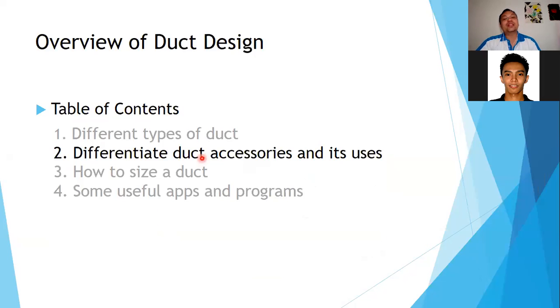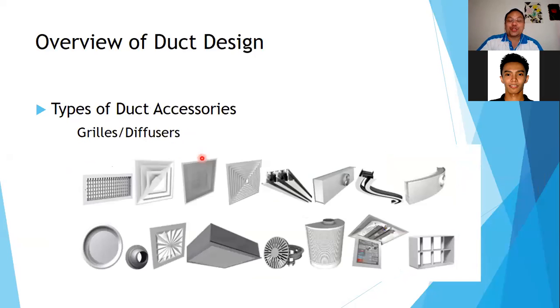Duct accessories. So what are the duct accessories? Duct accessories are different types. So first is the terminal units on the duct. Terminal units meaning these are the things that you put at the end of the ducting system. So usually these are the grills and your diffusers.